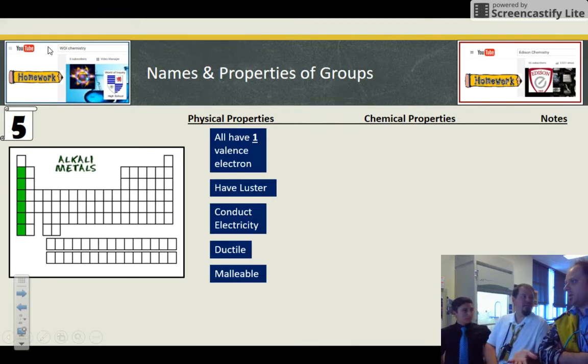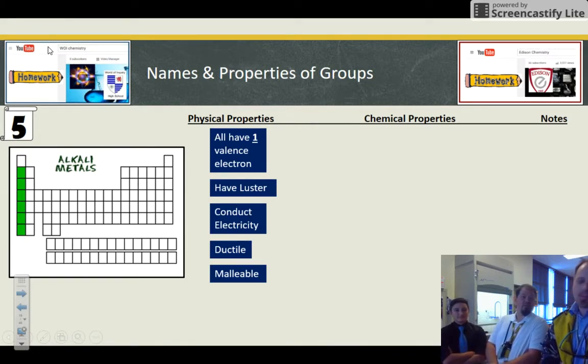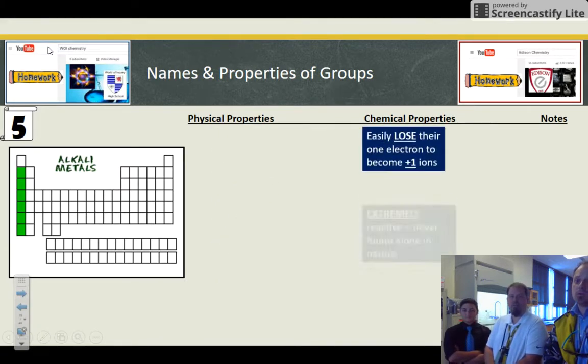Can we define ductile and malleable quickly? Ductile. You can draw it into a wire. Malleable. You can pound it into a sheet. Pound it flat. Luster, scientific word for shiny. Conduct means to allow to pass through. So we let electricity pass through. Okay, good. Chemical properties of said alkali metals.